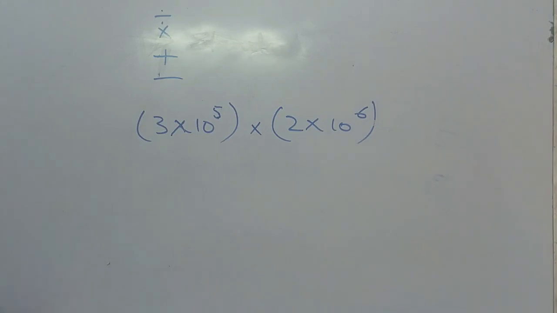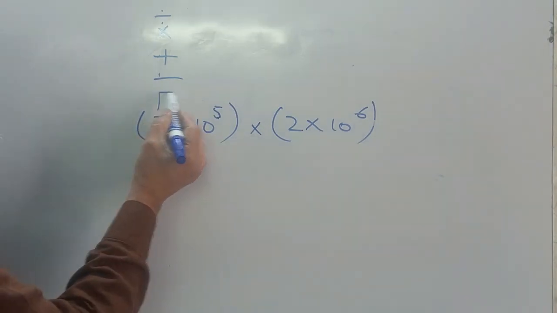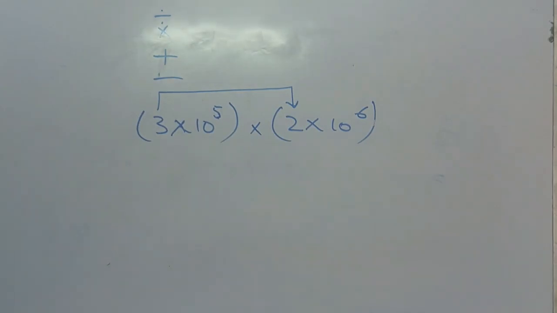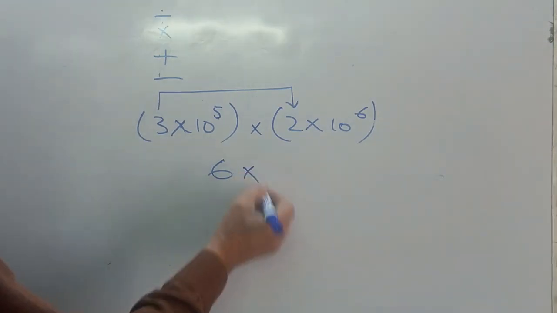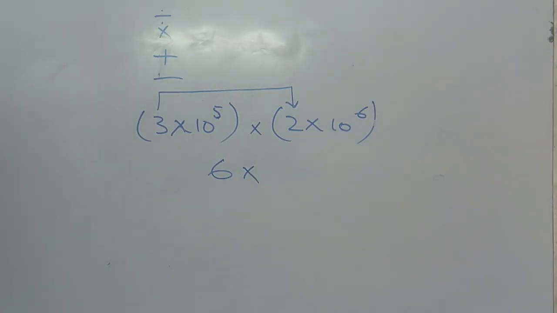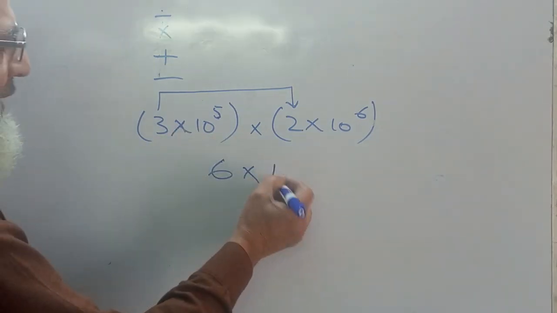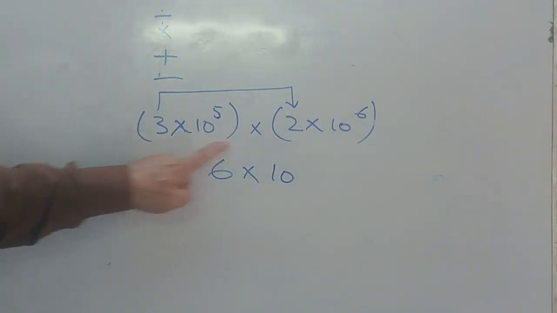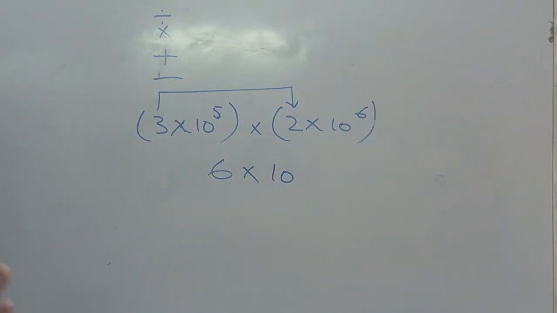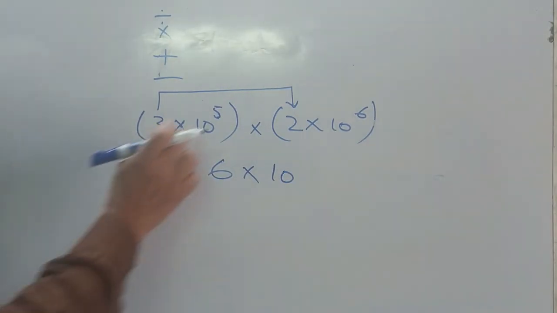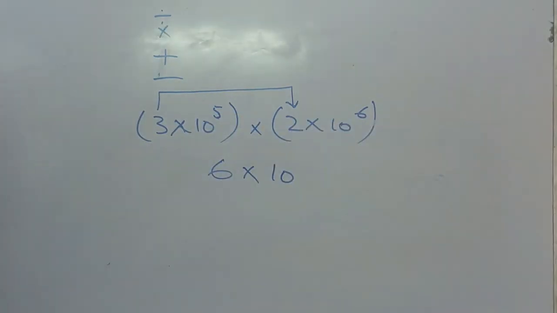Now just multiply this 3 with this 2. What will happen over here? It will become 6. 3 multiplied by 2 is 6, and for 10 multiplied by 10, don't write 100, you just write 10. Okay, and just add these numbers.